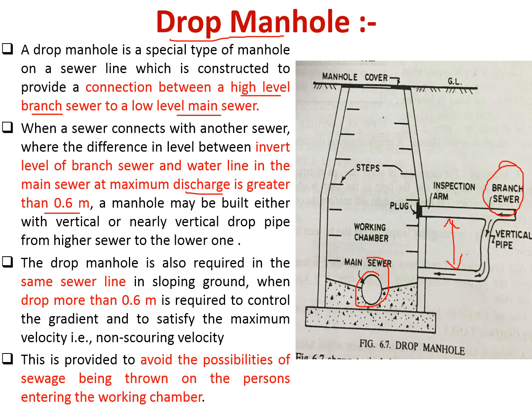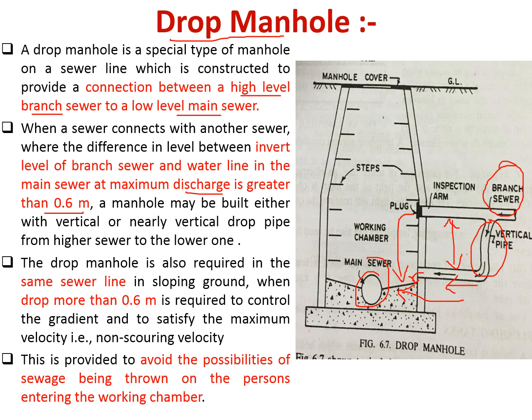Generally if this depth is greater than 0.6 meter, then you cannot directly let this water fall here, because it will affect this benching portion, and that will damage the benching portion, because this height is too much. So whenever the height difference between the branch sewer and the main sewer exceeds 0.6 meter, then you have to go for a different pipeline here. You can provide a vertical pipe, then a horizontal pipe, and from this depth the water will be discharged. So here there is no chance of damage.